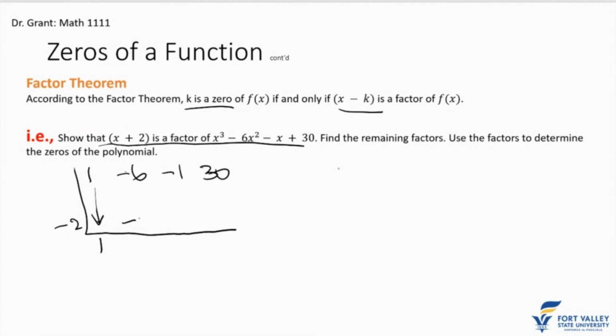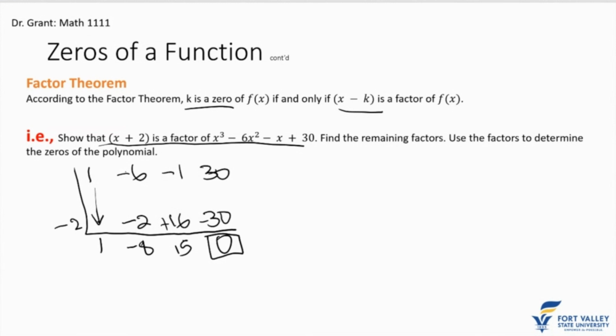Negative 2 times 1 is negative 2. You add to the -6, you get negative 8. Negative 2 times negative 8 is 16. You add to the -1, you get 15. And then negative 2 times 15 is negative 30. What do you notice? My remainder is 0. So that means x plus 2 is actually a factor of the polynomial.